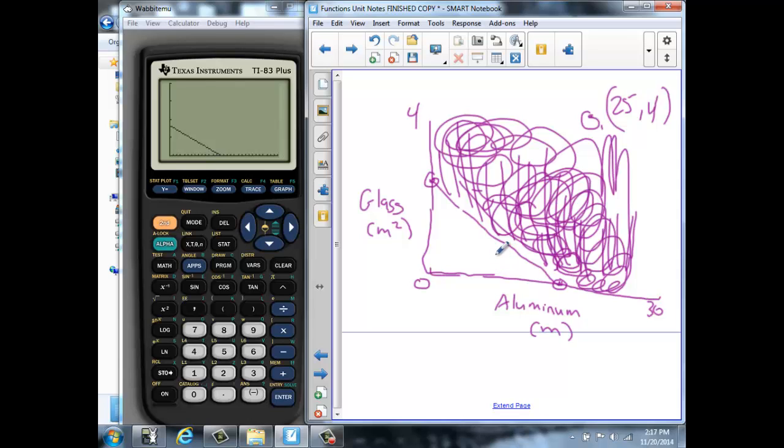Like in a real world scenario, if you could find a way to make it so that this was how much glass and aluminum you used, you would have saved some money. But if you have to, you could spend everything.